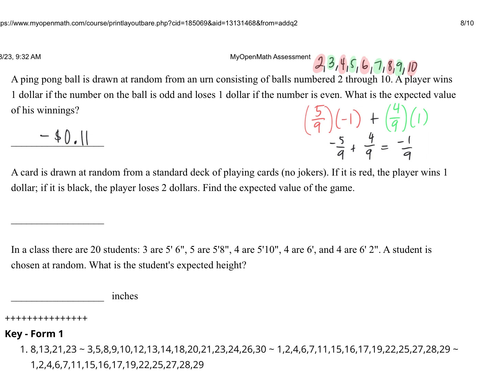Okay, the next part. A card is drawn at random from a standard deck of playing cards. If it's red, the player wins $1. If it's black, the player loses $2. Find the expected value of the game. Okay, so half of the deck is red and half of the deck is black. So he has a 1/2 chance of losing, and he loses $2. And then you're going to add that to the expected value of the winnings. So half the time he'll get a black card. Oh no, a red card is winning, and he'll win $1.